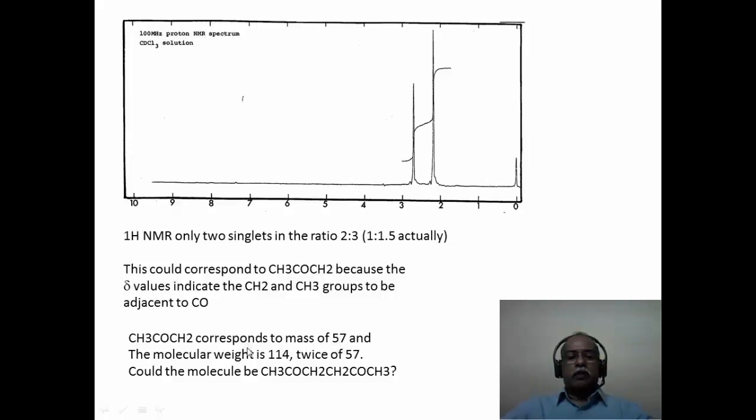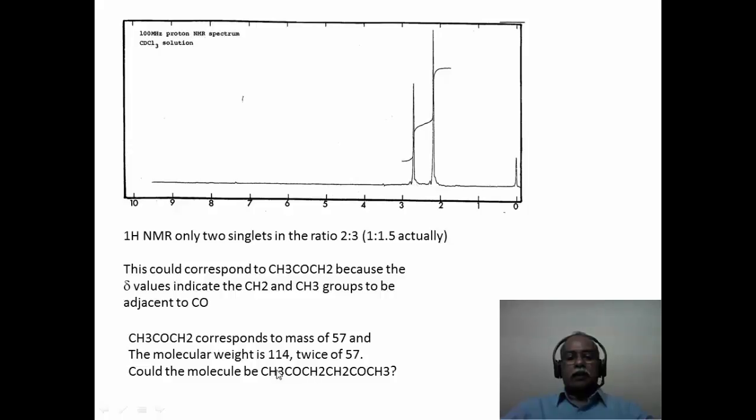What is important is that CH3COCH2 corresponds to a mass of 57. The molecular weight of the compound is 114, which is twice 57. So is it possible that this molecule is actually CH3COCH2 twice? That would account for the molecular weight of 114, and being a symmetrical molecule, it would also account for the proton NMR spectrum. These two CH2 groups are identical now, so that will only give a singlet.